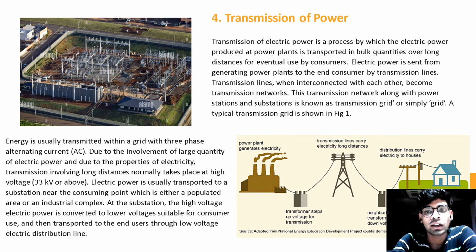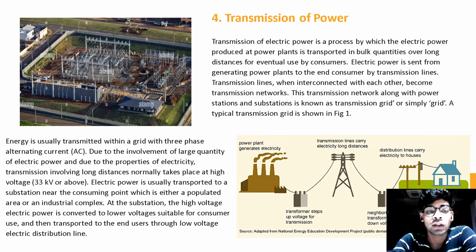Transmission lines, when interconnected with each other, become transmission network. This transmission network, along with power station and substation, is known as transmission grid, or simply grid. A typical transmission grid is shown in the below figure. Energy is usually transmitted within a grid with three-phase alternating current.